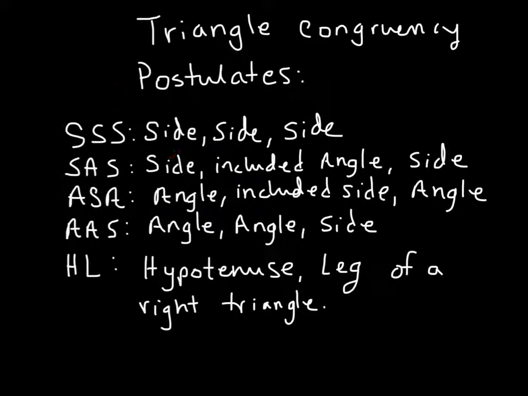We have side, side, side; side, included angle, side; angle, included side, angle; and so forth, angle, angle, side. And then this one right here, we actually didn't use a ton, but it's important to us. HL is the hypotenuse and leg of a right triangle. So let's look at these really quick and remind ourselves how they work and why we care about them.